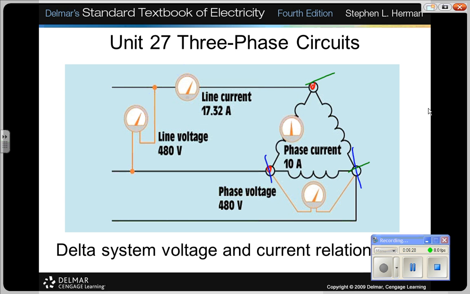So it's easy to remember now, right? So voltage is constant, and the phase current times square root of 3 is the line current. So now we have the 4 rules you need to know about in delta and Y three-phase circuits.